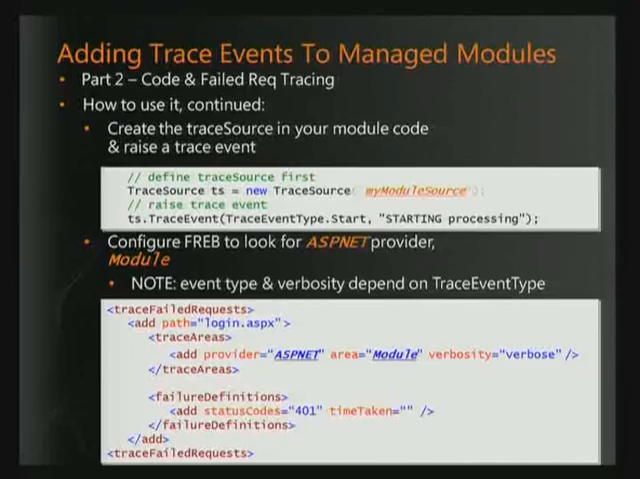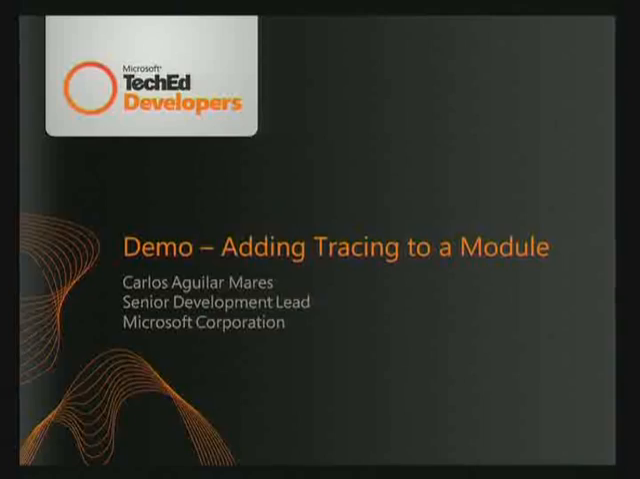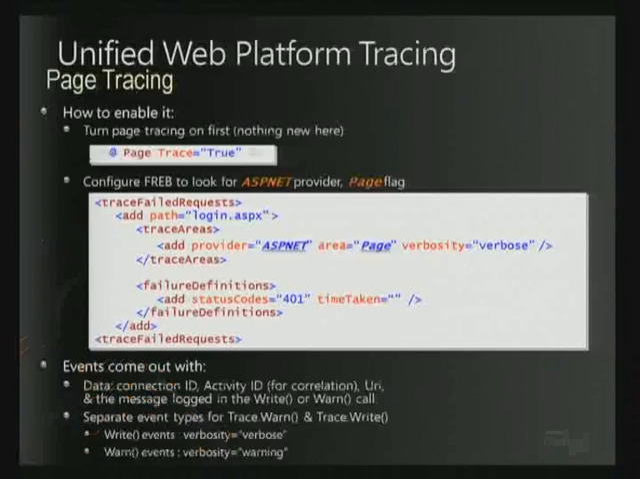This one is showing how to use the code using the trace source and basically how the configuration looks. And I'll show you that in a second. So we saw exactly how to add tracing to a module a second before. Finally, how to set tracing in a page. Just trace equals true. That will get you everything inside there, provided you're using the page area within the ASP.NET provider. And I'm going to show you that in a second.